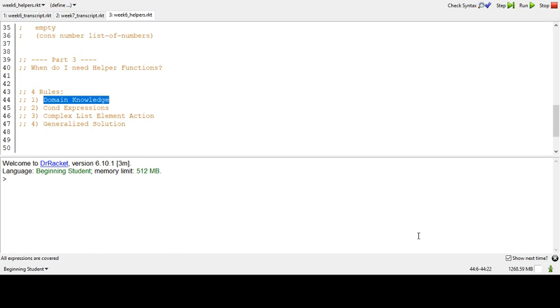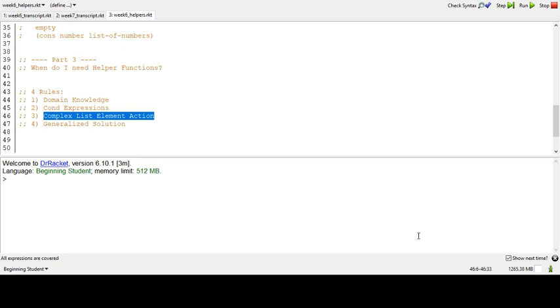The first rule, domain knowledge, says that if you are writing a function that requires specialized knowledge, like a physics formula or some image manipulation, then you should isolate it into a helper function so it gets the attention it deserves and you can debug it in isolation. The second rule, cond expressions, says that if you are writing a cond inside a function to handle different cases, and it feels at all complicated, then you should make a new helper function with a cond as the body.